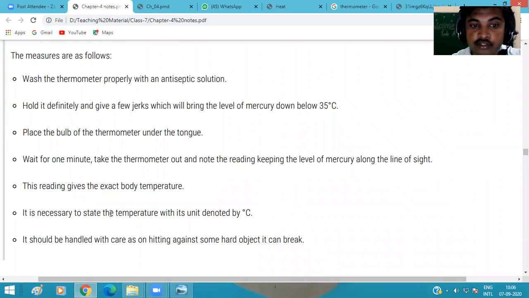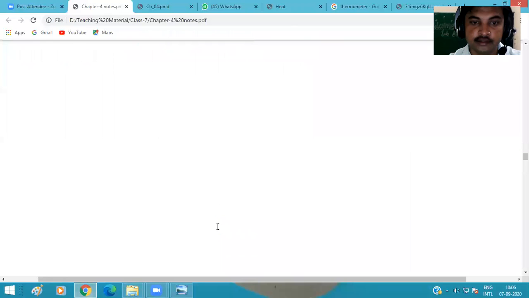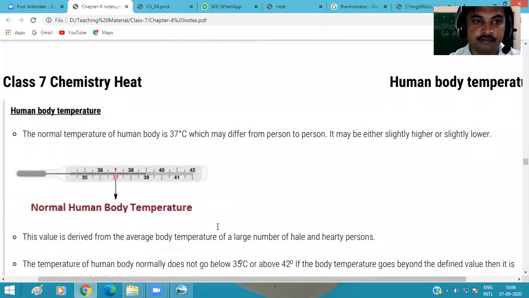It is necessary to state the temperature with its unit, denoted by degrees Celsius. So we normally measure in degrees Celsius, or in Fahrenheit also. It should be handled with care, because if it hits any other hard object, it can break. So these are some measures we need to take at the time of taking measurements.